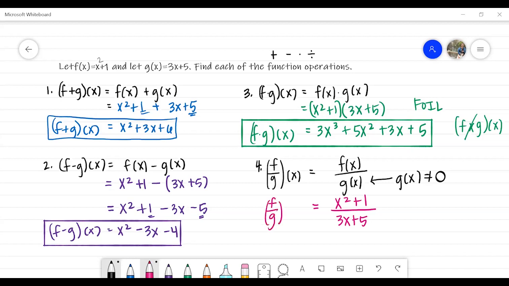So f over g of x. And we just want to acknowledge that that 3x plus 5, that's g of x, right, cannot be 0. So that's 3x not equal to negative 5, x not equal to negative 5 thirds. So we just want to acknowledge this because it is a domain thing. Okay.